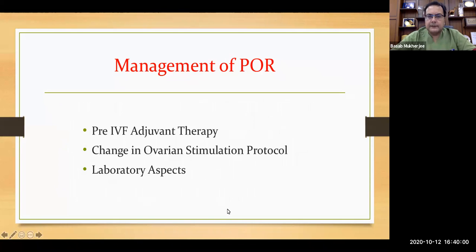So I'll just try to categorize them into two or three parts. One is pre-IVF adjuvant therapy, which is quite popular nowadays. A lot of us are using different adjuvants to increase the chances of pregnancy in women with poor ovarian reserve. Then, changes in the ovarian stimulation protocol, where we'll bring up the different stimulation protocol changes, and laboratory aspects.